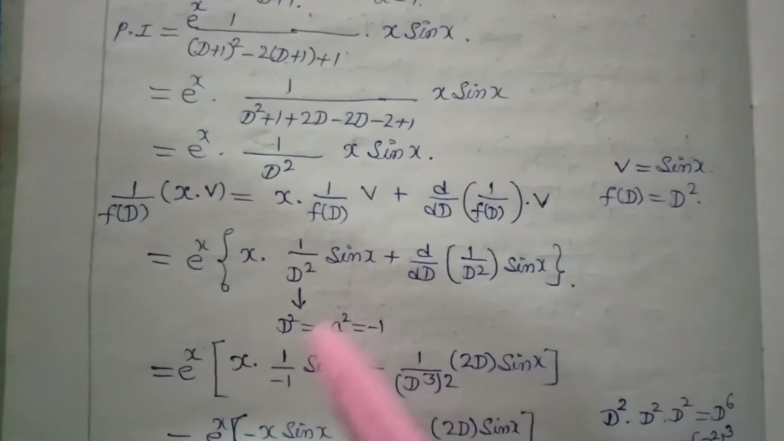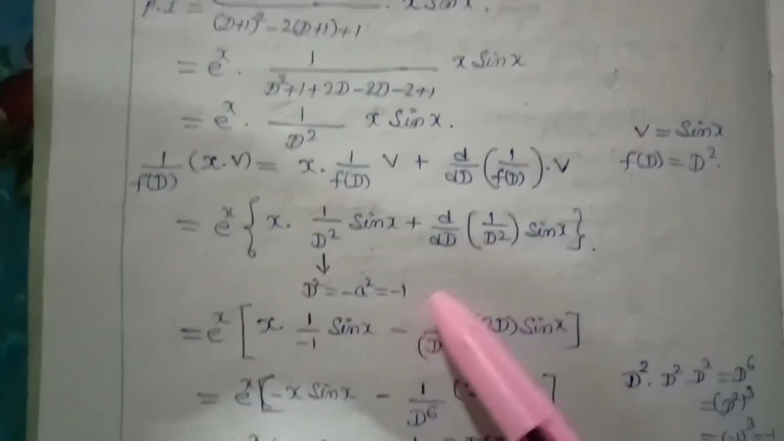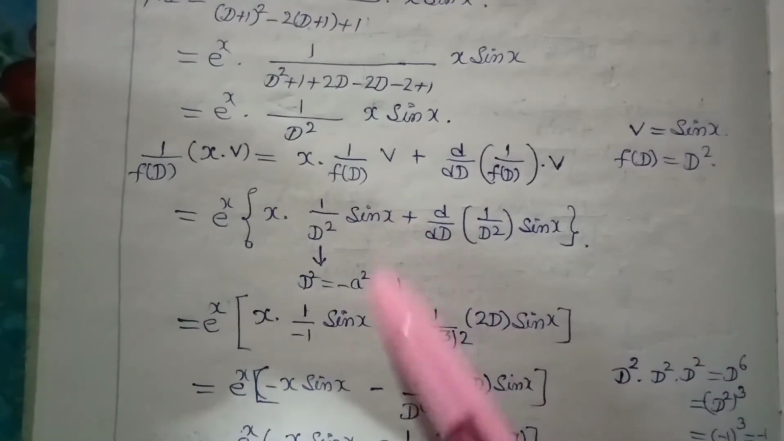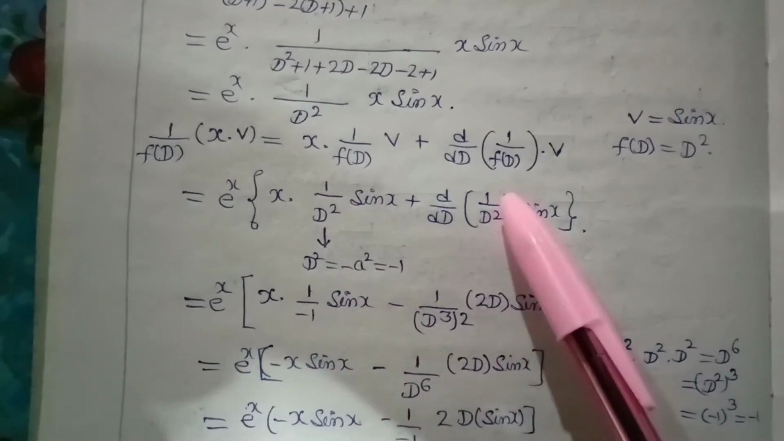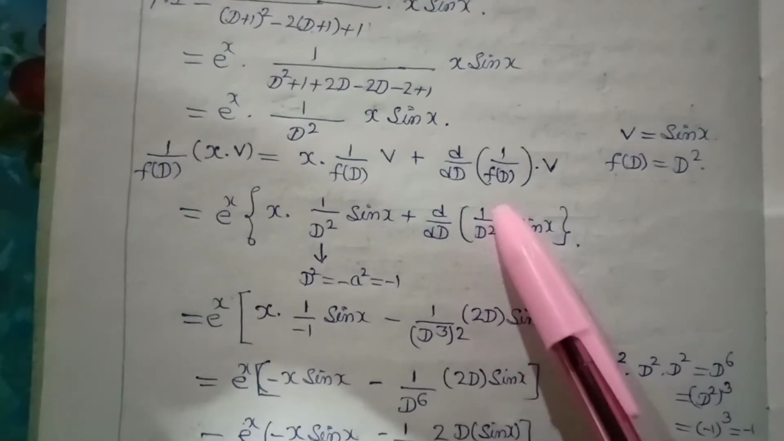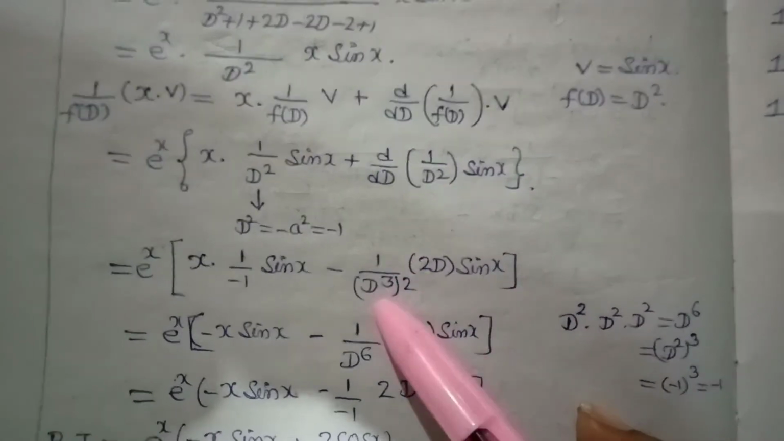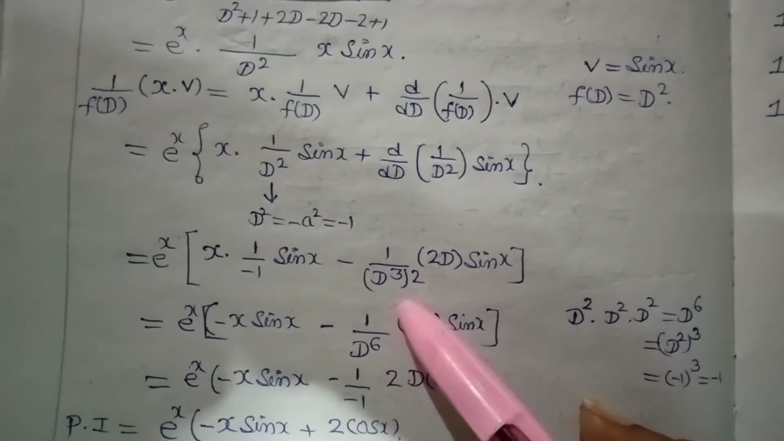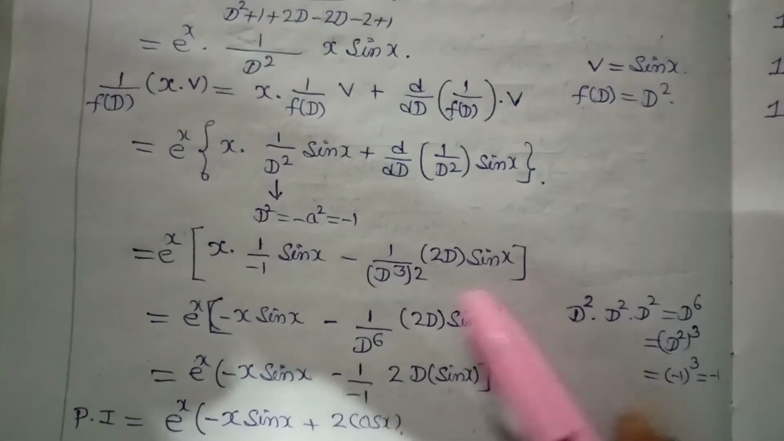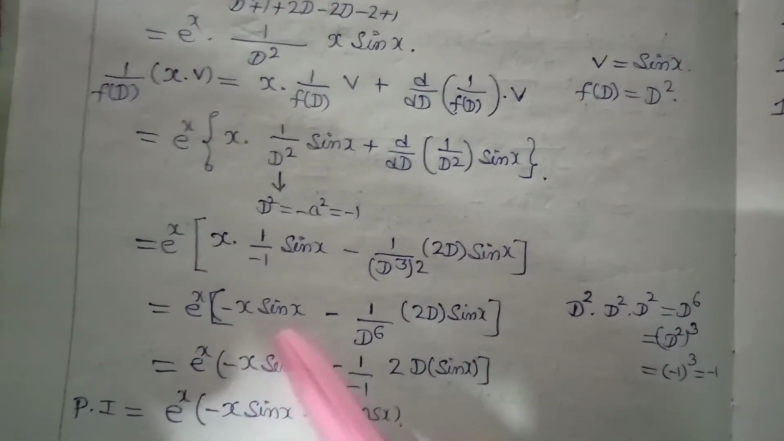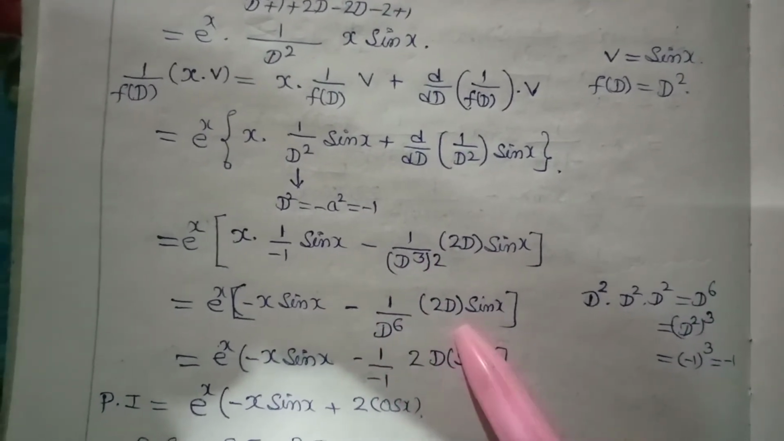The first term on the RHS is of the form sin ax term. So what are we supposed to do? We have to replace D square by minus a square, which is equal to minus 1 because a value is 1. So on simplifying, this becomes x into 1 by minus 1 into sin x minus. Now differential of 1 by D square, this is of the form 1 by x, this is 1 by x whole square into that. So it is 1 by D cube whole square into differential of D square is 2D into sin x. So this is e power x into minus x sin x minus 1 by D cube whole square is D power 6 into 2D sin x.